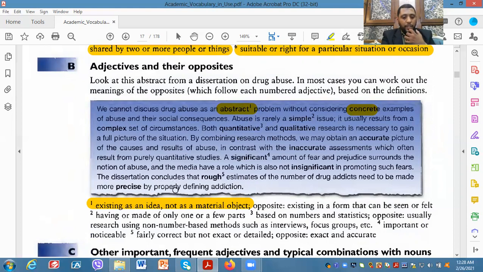When someone tells you, I have an idea, compare this with another person who tells you, I have a mobile phone. Comparing the first with the second, we'll find that the first talks about something abstract. An idea has never existed in a form that can be seen, like here, the opposite: existing in a form that can be seen or felt.